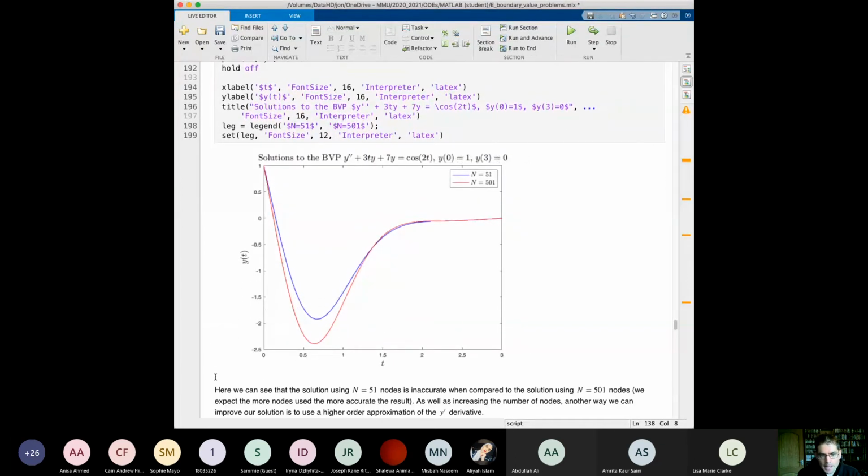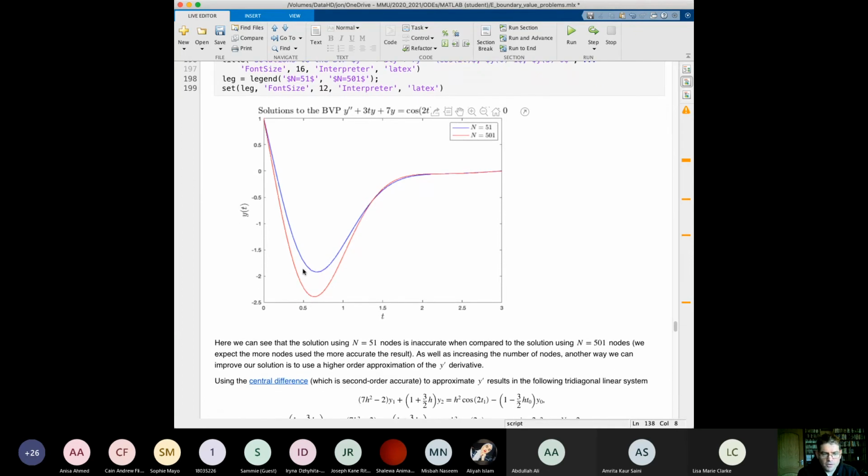So this is the solution. The blue line is the solution using 51 nodes, and the red line is the solution using 501 nodes. It's not really possible to get an exact solution for this problem, but we assume that the red line, using more nodes, would be closer to the exact solution than the blue line using fewer nodes. So we're assuming the red line is closer. We have some separation there.